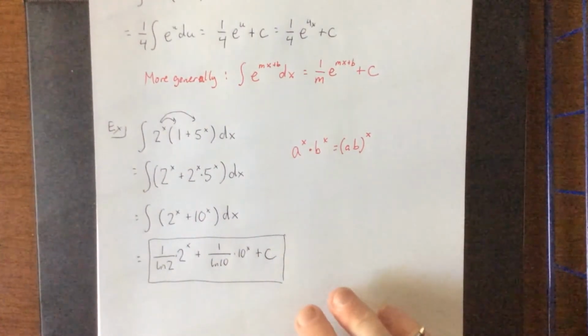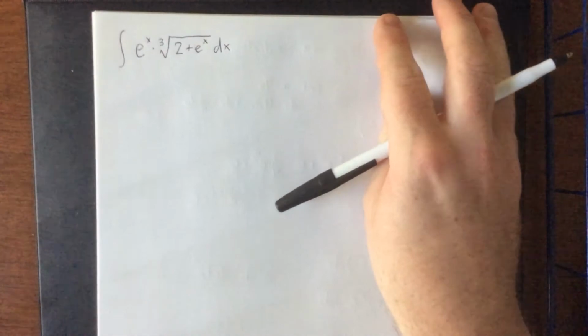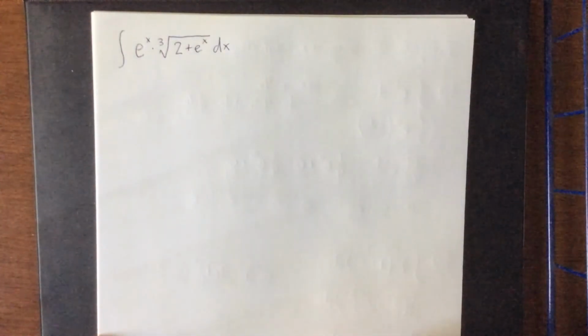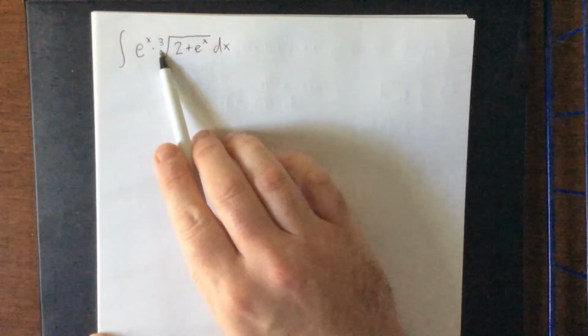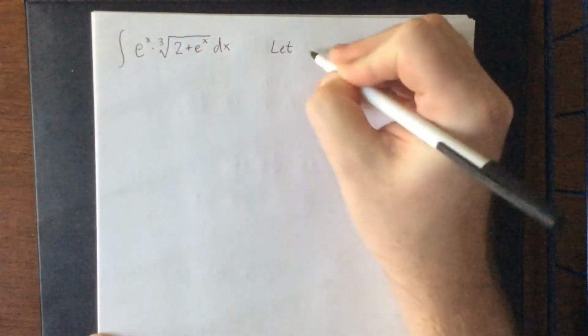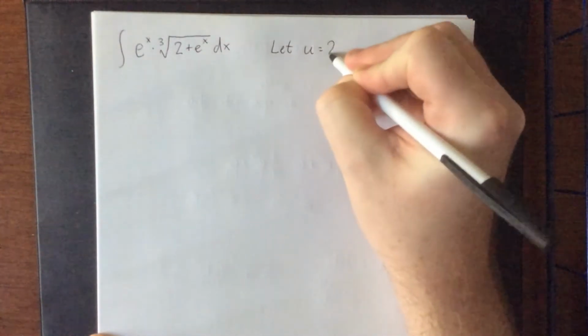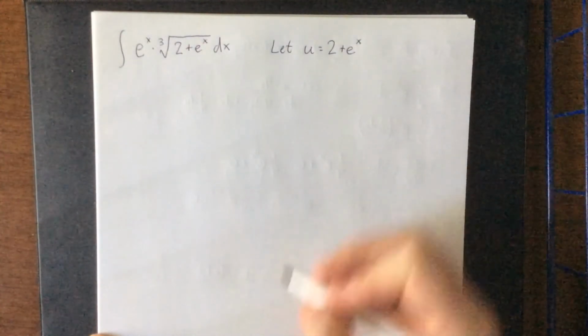Now, I do want to try one more example involving some exponentials. This one is going to involve one more use of the substitution rule. This one is the integral of e to the x times the cube root of 2 plus e to the x power. Now, I do see that we have a composition in the form of the cube root of something that's not simply x. So I'm going to let u be equal to whatever's on the inside. So that'll be 2 plus e raised to the x power.